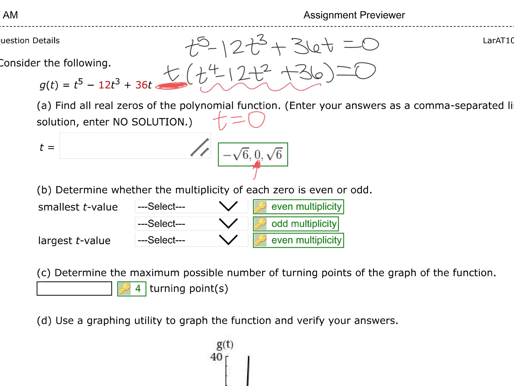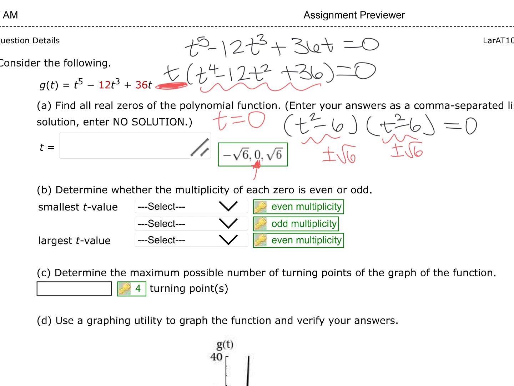And I'm just looking for two numbers that add to get negative 12 and multiply to get positive 36, which would be t squared minus 6 and t squared minus 6. Okay, that's the same thing twice. All right, so when I set this equal to 0 and I set this equal to 0, I'm going to add 6 to both sides and take the square root. And so I get plus or minus the square root of 6, plus or minus the square root of 6.